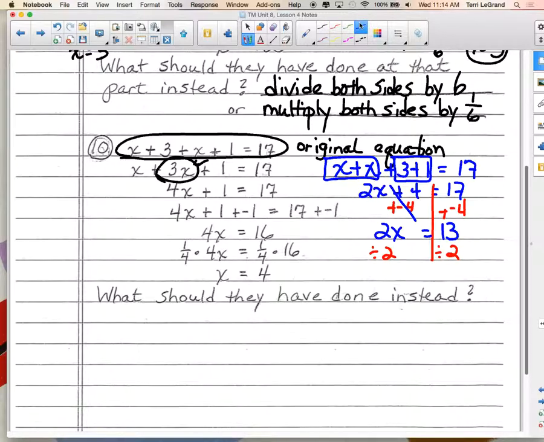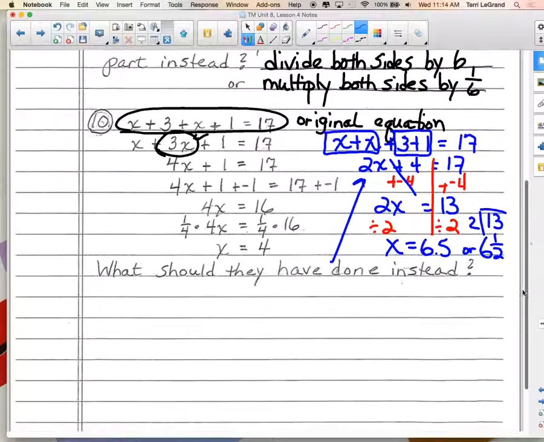Now what are we gonna have? 6.5. I bet when you go over off to the side and take 13 and divide it by 2, you're gonna get 6.5, also known as 6 1/2. That's the other way we could name it. They got 4, we got 6 1/2. So what should they have done instead? Let's just put an arrow up here, so we don't have to write it all out.